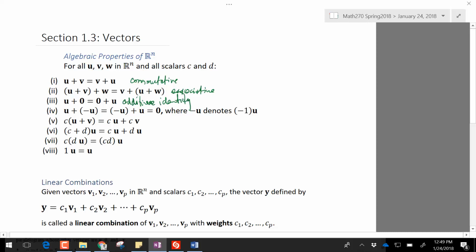And the next one is the opposite. That will give you the additive identity. When you add two things, you add one vector and the opposite of the other vector. This is called the inverse property for addition.